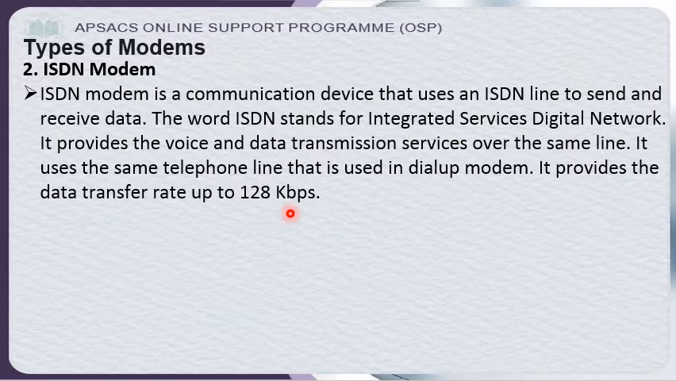So we got the dial-up modem, which has a maximum speed of 256 kbps, and the ISDN modem, which gives you a maximum speed of 128 kilobytes per second.